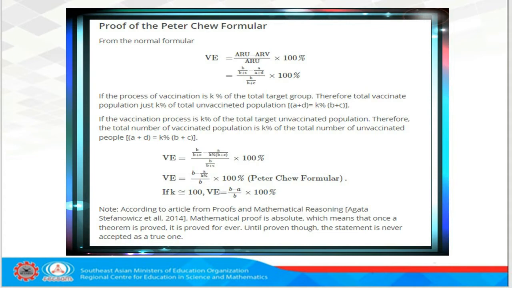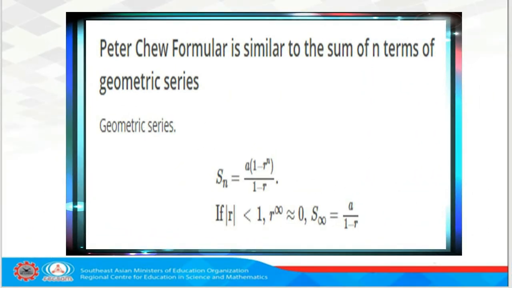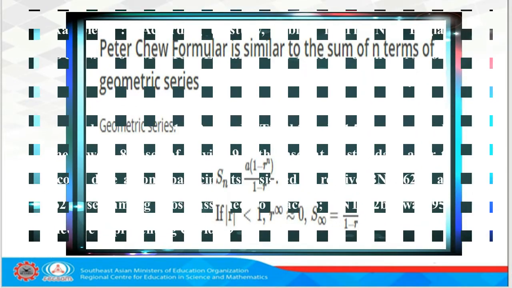The formula can simplify to the Peter-Chu formula: V equals (B minus A div K%) div B multiplied by 100%, where V equals vaccine efficacy, B equals unvaccinated infect rate, A equals vaccinated infect rate, K% equals the percentage of a vaccinated group compared with an unvaccinated group for research and vaccination of medical workers. Usually the total number of unvaccinated equals total number of vaccinated, so K equals 100. Therefore, V equals (B minus A) div B multiplied by 100%. The Peter-Chu formula is similar to the sum of n terms of a geometric series example.